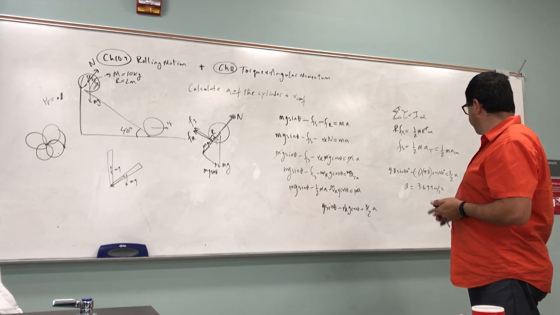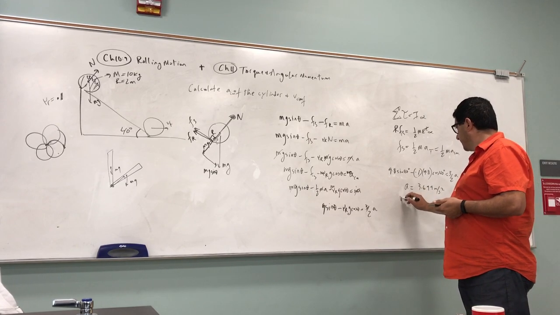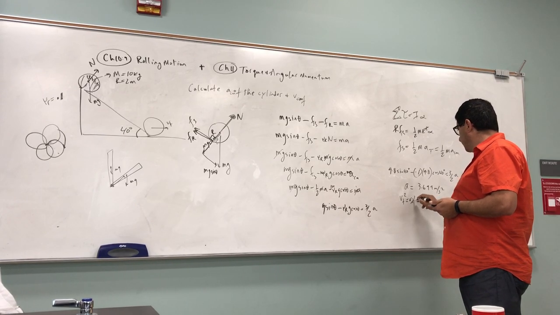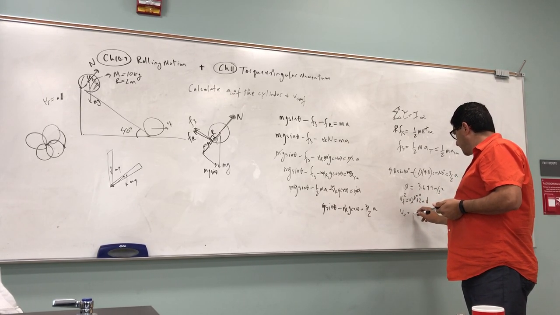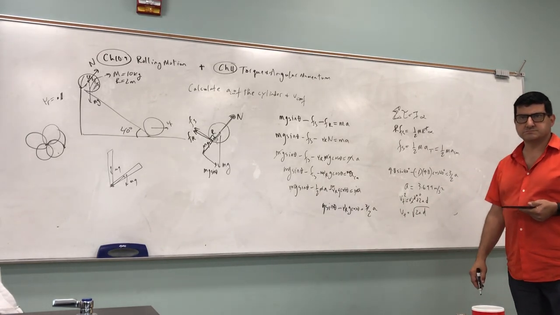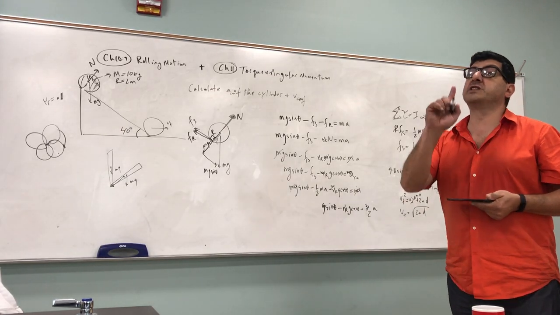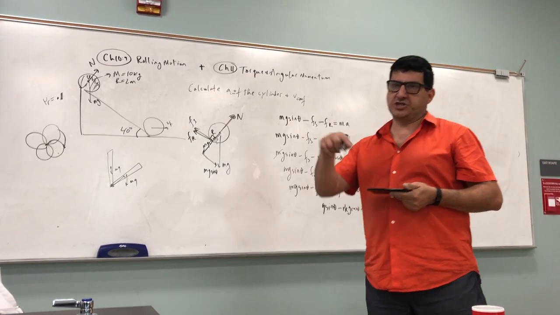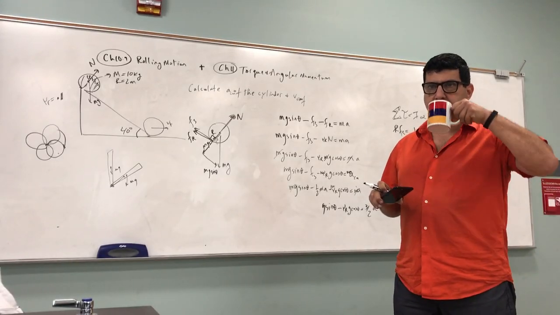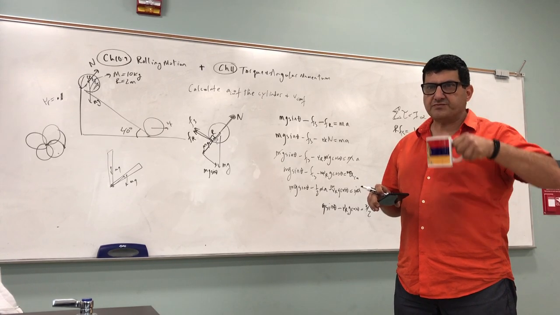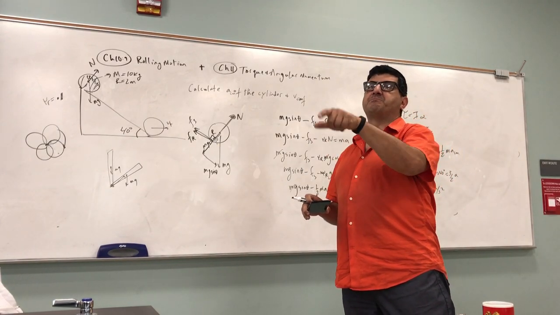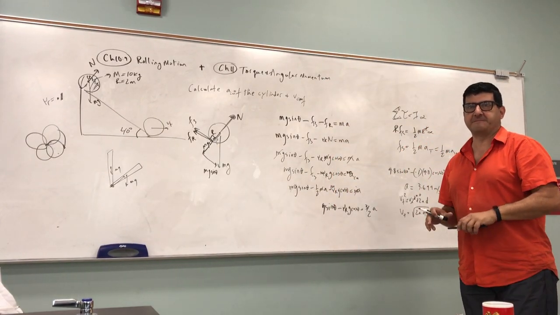In other words, once I find the A, I'm going to find V final squared is V initial squared plus 2AD. Right? It's going to be the square root of 2AD. Why, on top of that, is that equal to 2VCM? The total velocity is 2VCM, but the tangential is equal to the VCM. The total velocity is the sum of the tangential velocity plus the center of mass velocity. Oh.